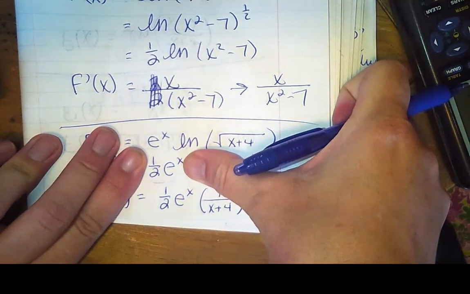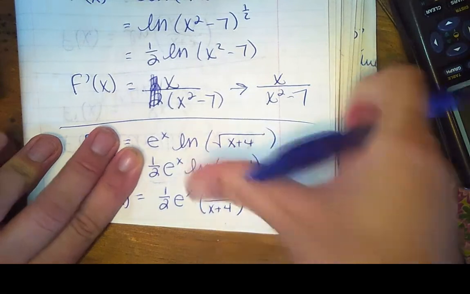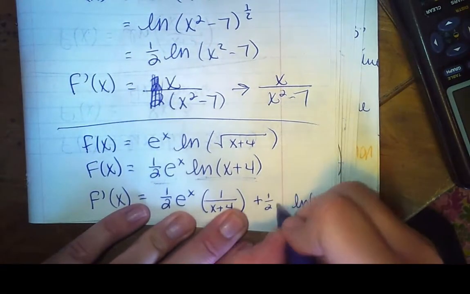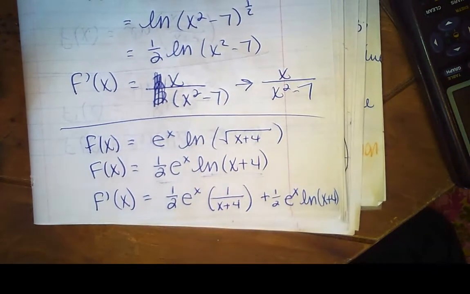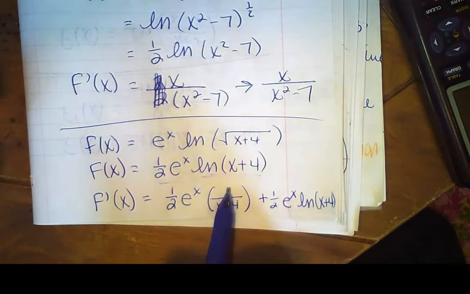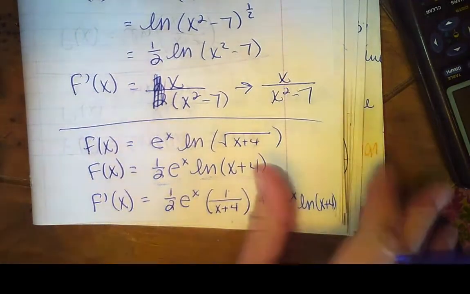So 1/2 is coming along for the ride, and the derivative of e to the x is e to the x. So it's 1/2 e to the x. So that whole thing is your derivative. You could write this e to the x in your numerator and put your 2 in your denominator with the x plus 4 if you wanted to, or you can just leave it alone.